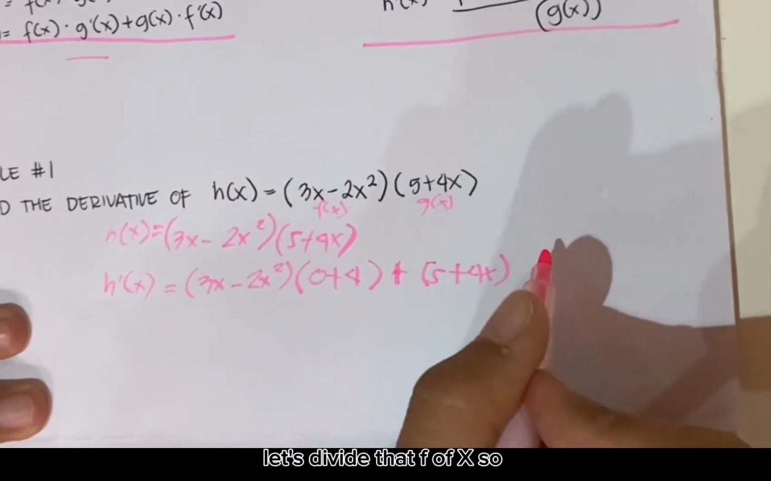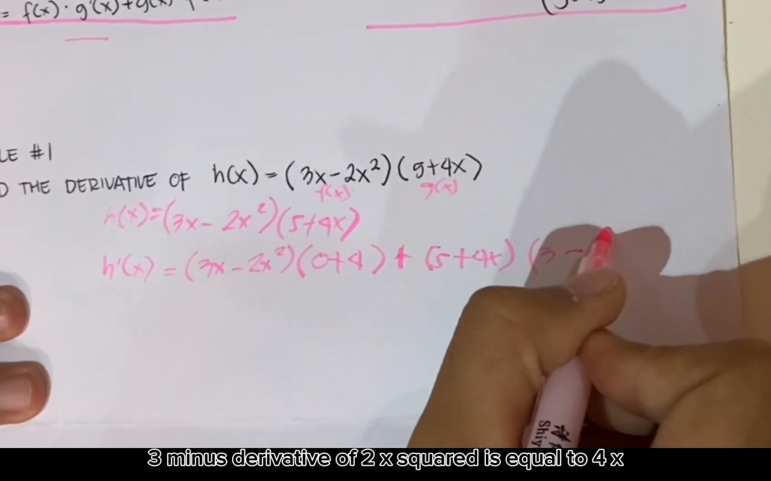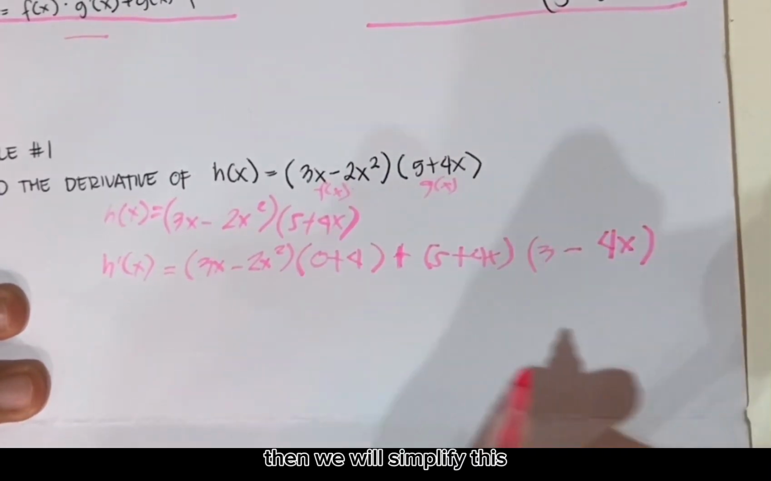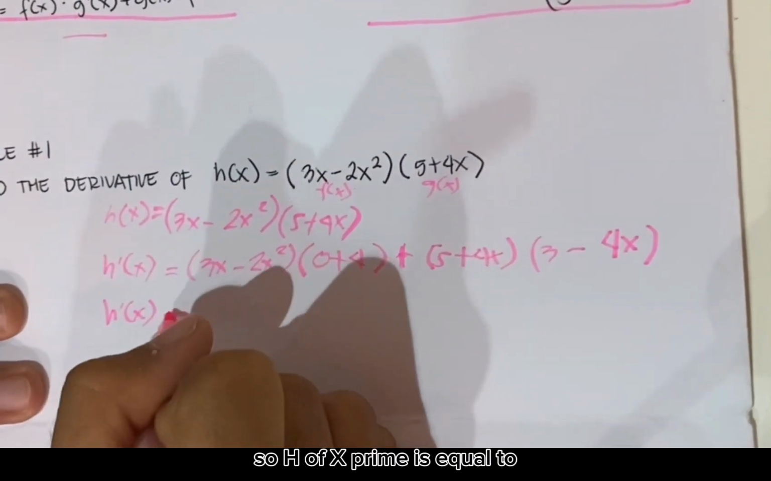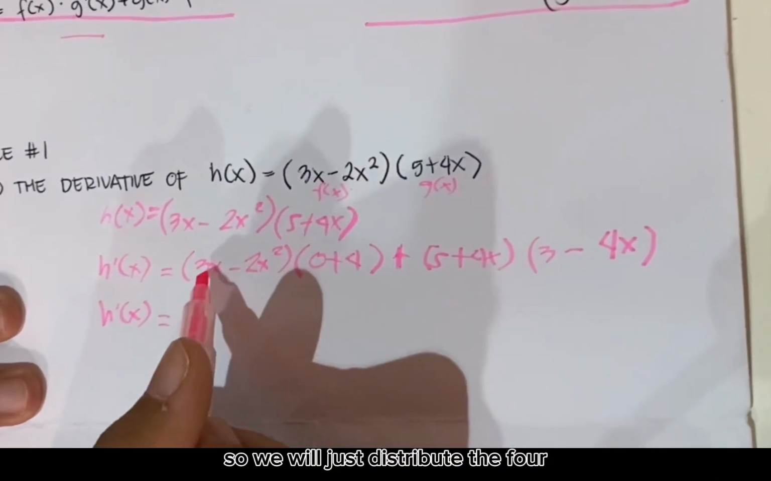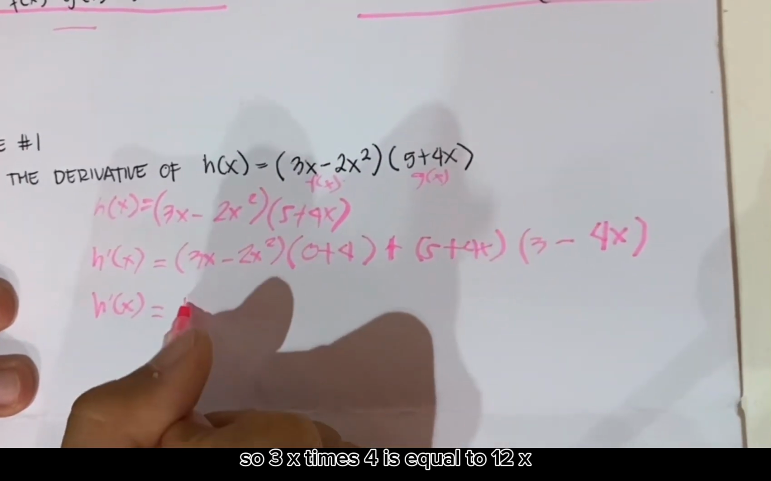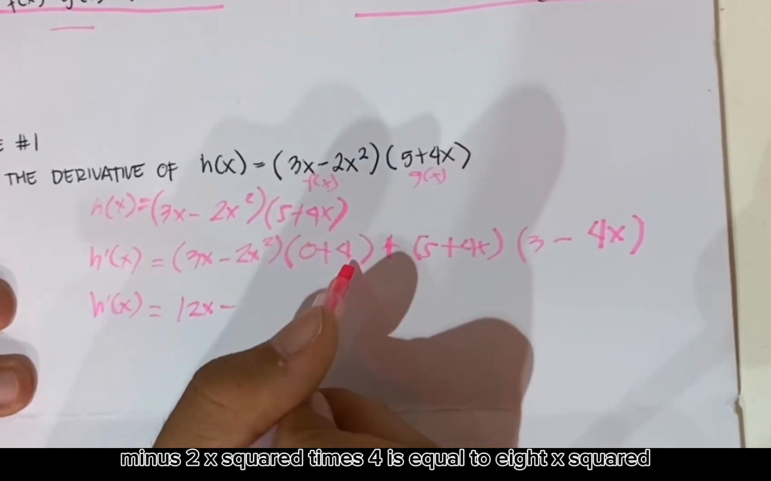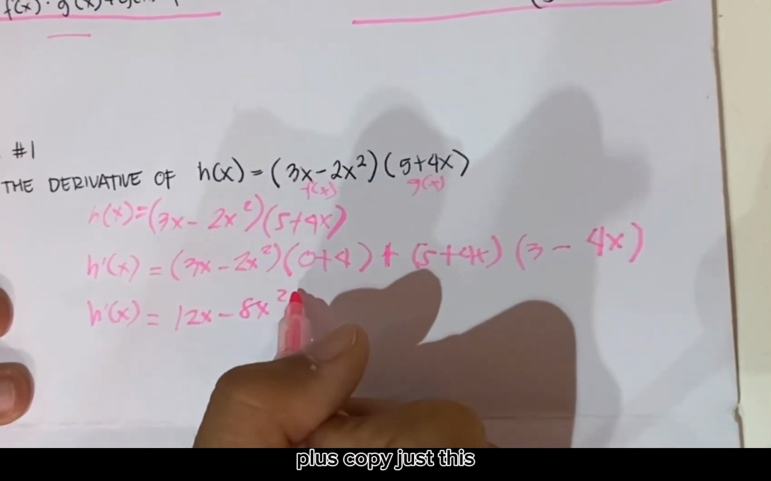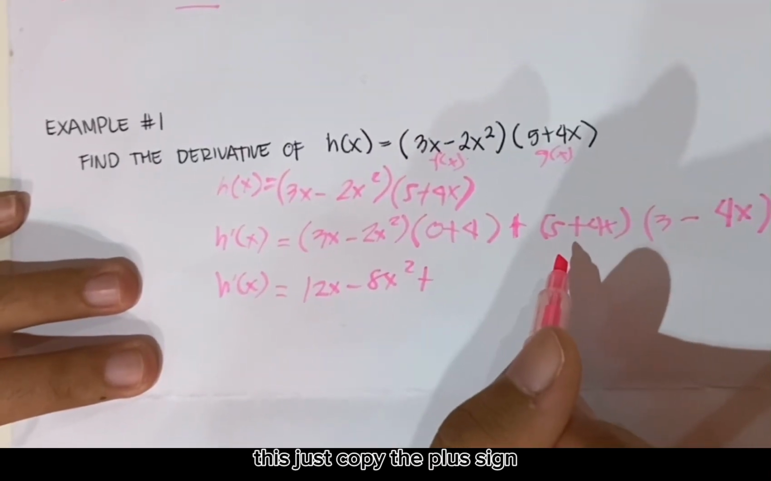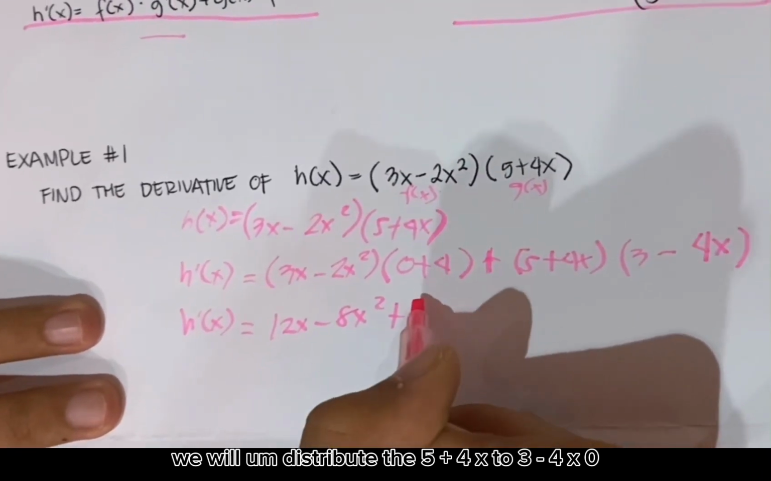So let's derive that f of x. So 3 minus the derivative of 2x squared is equal to 4x. Then we will simplify this. So h of x prime is equal to, we will just distribute the 4. So 3x times 4 is equal to 12x minus 2x squared times 4 is equal to 8x squared. Plus, let's just copy the plus sign. Then we will distribute the 5 plus 4x to 3 minus 4x.